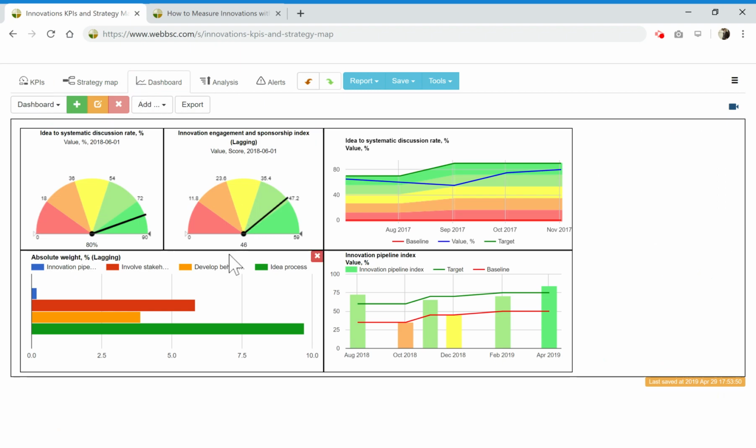Then, when you have some data, you can build a dashboard using this data. So here I have an example of a dashboard, and for example, here I see how my innovation pipeline index was changing. It was growing, and we can actually track how it was growing. You can track certain indicators, how the value was changing, these things.